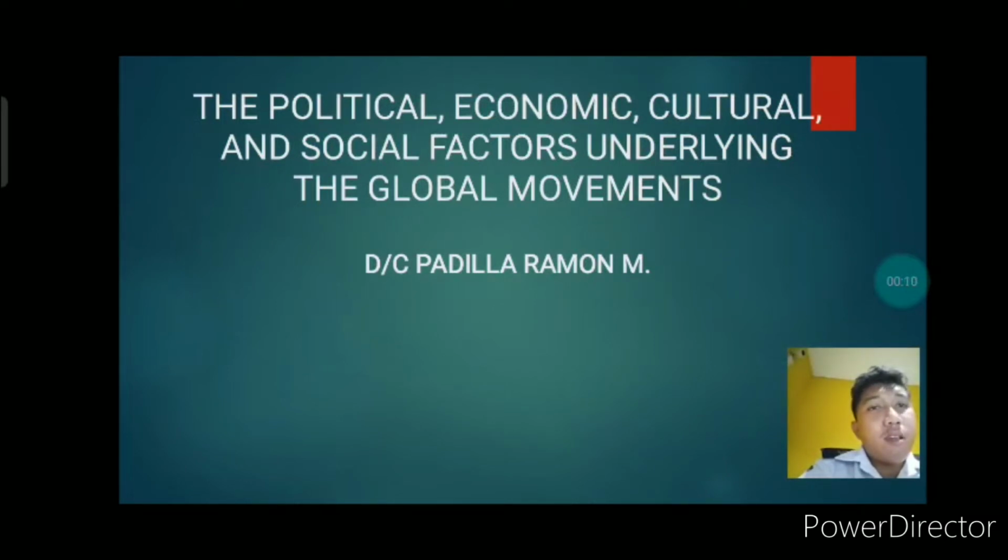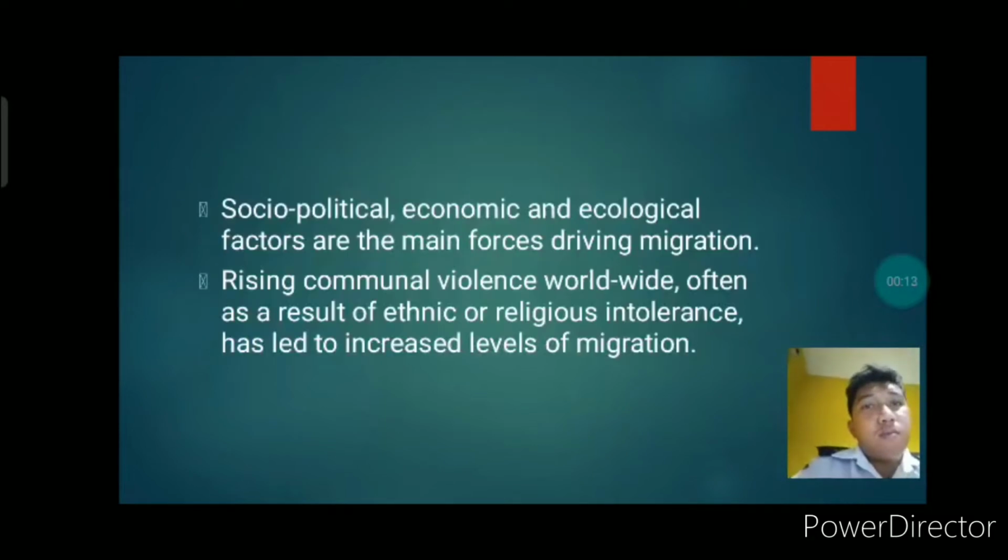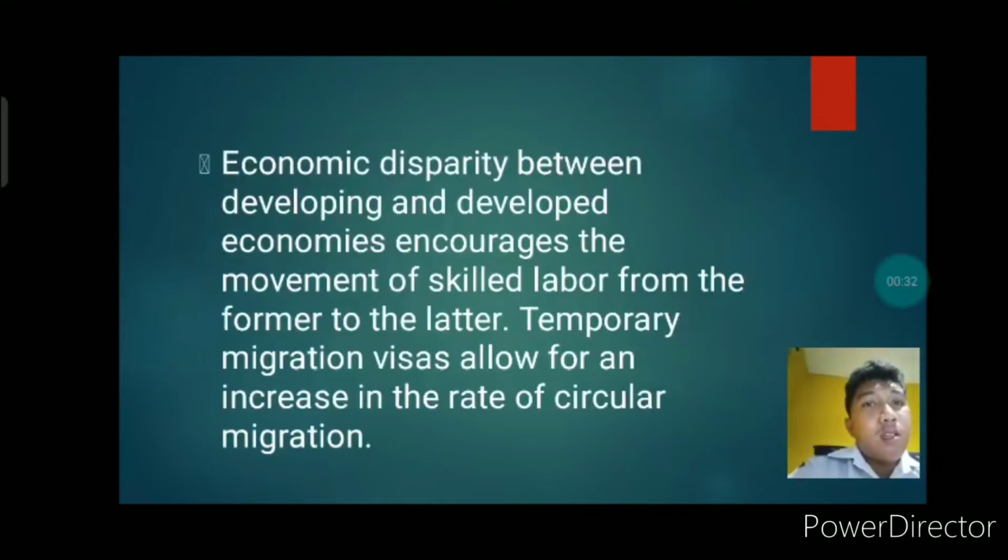This is Ramon Padilla, and my topic is all about the political, economic, cultural, and social factors underlying the global movements. Socio-political, economic, and ecological factors are the main forces driving migration. Rising criminal violence worldwide, often as a result of ethnic or religious intolerance, has led to increased levels of migration. Economic disparity between developing and developed economies encourages the movement of skilled labor from the former to the latter. Temporary migration visas allow for an increase in the rate of circular migration.